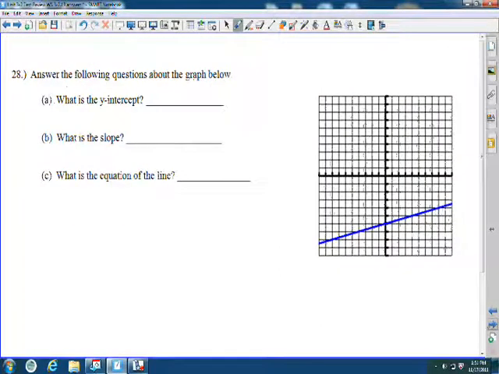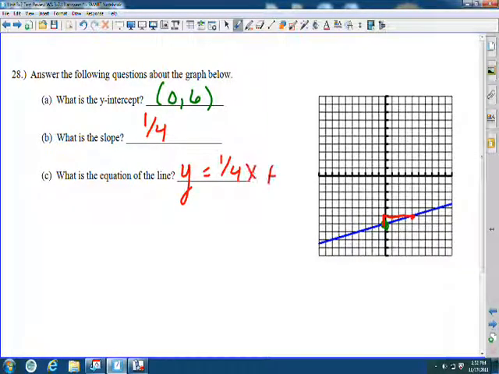Next, answer the following questions. What is the y-intercept? Here is my y-intercept. 1, 2, 3, 4, 5, 6, 0, 6. The slope, well, it looks like I go up 1 and over 1, 2, 3, 4. Up 1 and over 4. 1/4. My equation, y equals 1/4 x plus 6.